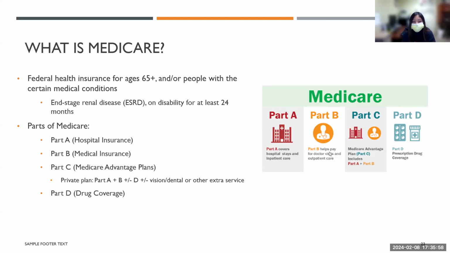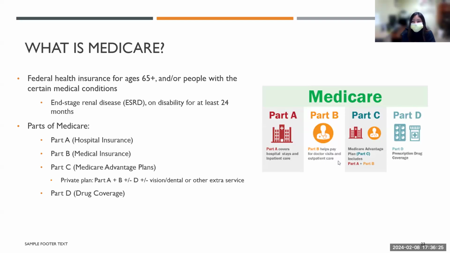Starting with Part A, it is hospital insurance. It's going to cover your hospital stays and inpatient care stays. Whereas Part B is typically what we know as medical insurance. It's going to help pay for doctor visits and outpatient care. I'll go into more detail about Medicare Part B in the later slides, especially in terms of people with diabetes and how it can help pay for costs there.